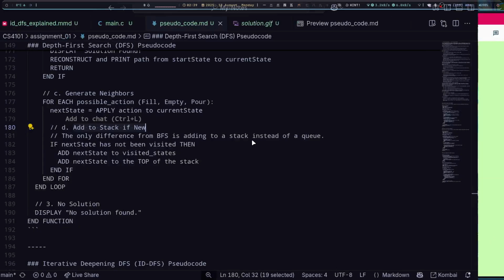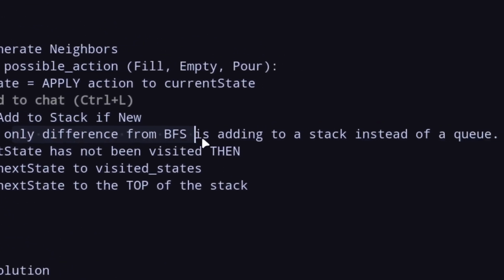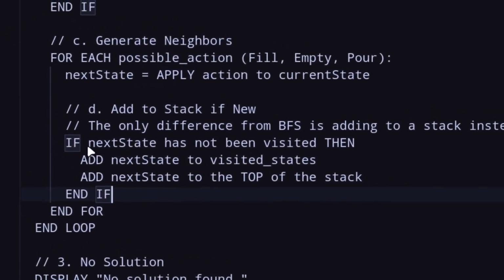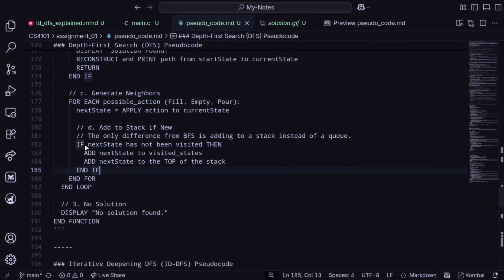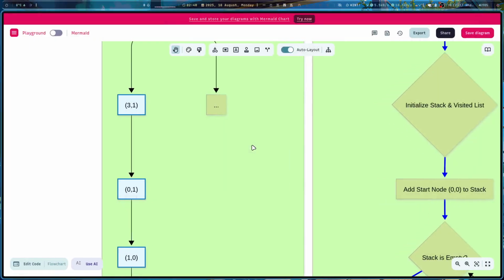Let's go back to the algorithm again to see the flow. The only difference from BFS is adding to a stack. That's the only difference that I want to mention. Now, if the next state has not been visited, then I'm going to add the next state to the visited list, and this next state will be added to the top of the stack. This continues till the solution is found. If there is no solution found, remember DFS, if there is a cyclic graph, it might actually continue forever.